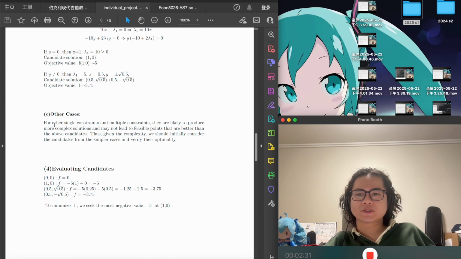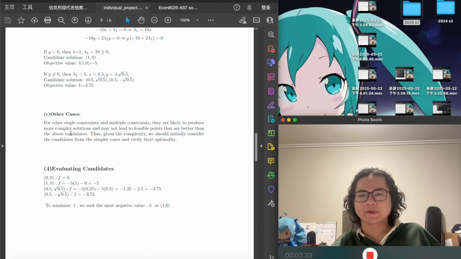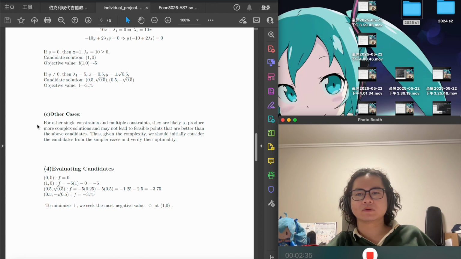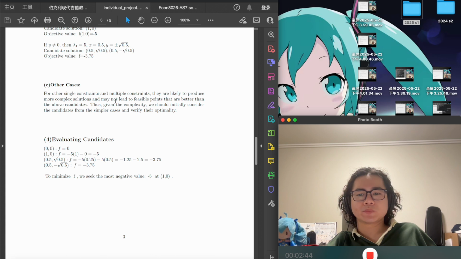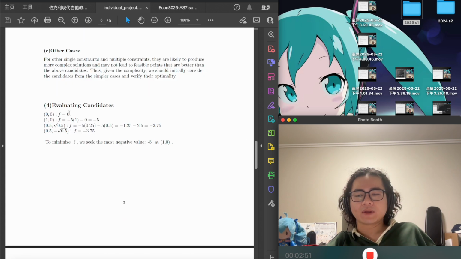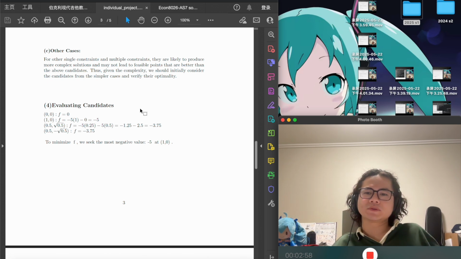For the other cases, we don't discuss the other single constraints and multiple constraints because of time limit and complexity. We assume that all these points are here, and we just need to verify the optimality later. And then we should evaluate these candidates. It's clear that the most negative value is -5 at point 10.